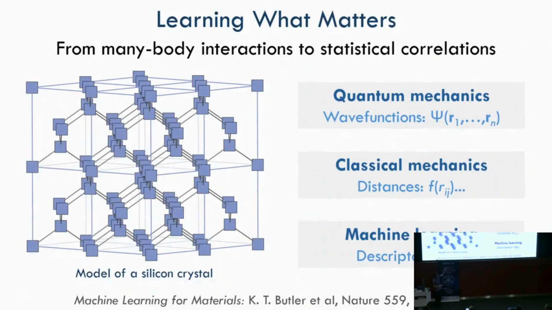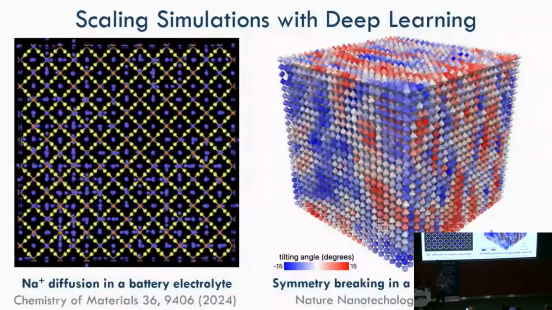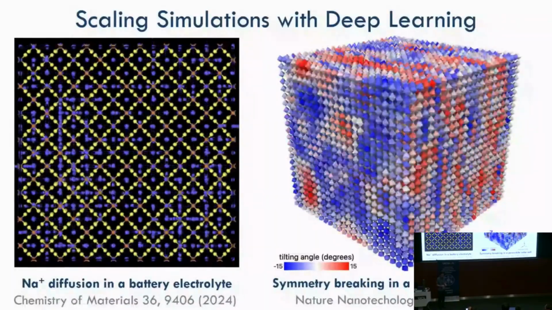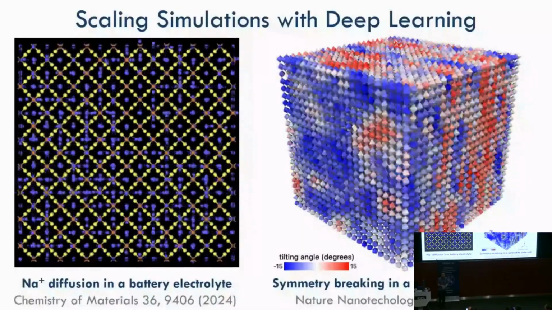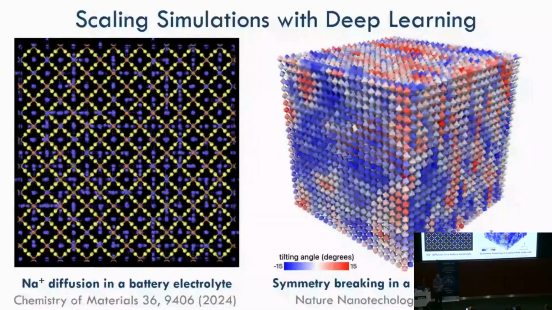We can take data from quantum mechanics and train machine learning models that are incredibly fast. And that's, I would say, the first wave of excitement in this field. It removed the bottleneck so we could scale our simulations. Instead of describing tens of atoms in a box, we can now simulate tens of thousands or millions of atoms evolving in time.